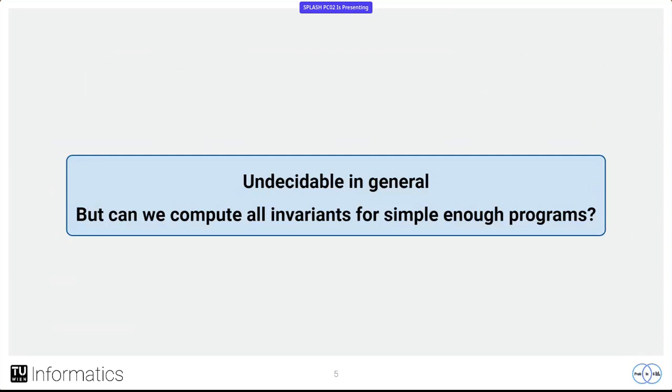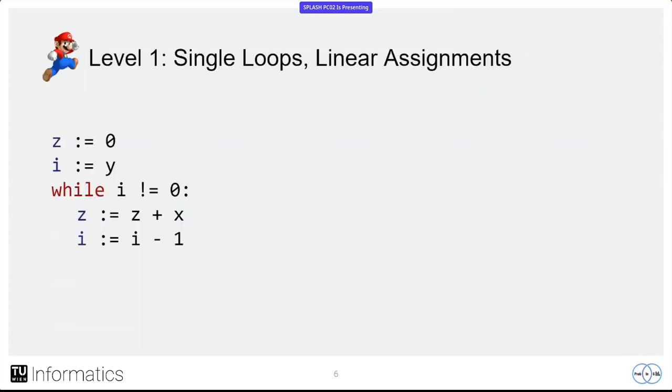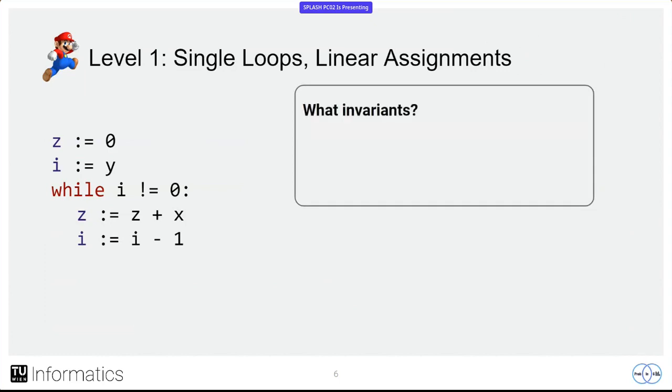But now let's ask the question, okay, this is undecidable in general, but can we compute all invariants for simple enough programs? How simple do we have to make the program such that this problem is solvable, that we can find them? So let's start with level 1, linear assignments. So we only have a single loop, and in the loop body there are linear assignments. Coincidentally, our running example is such an example. So can we find all invariants for this program? And the problem is still not specified enough. So the question is, what invariants? Invariants are just properties about program variables.